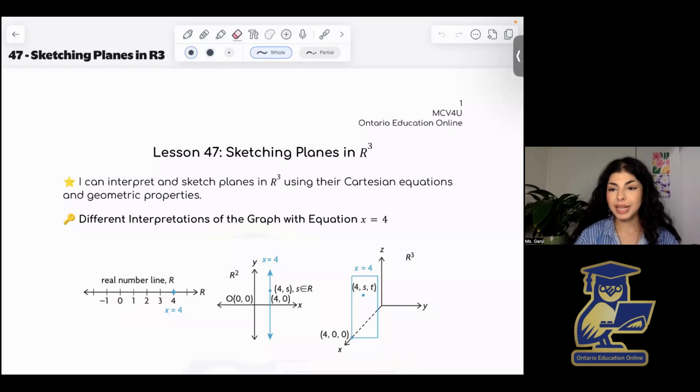Hello and welcome to our next lesson of calculus and vectors. Today's lesson is sketching planes in R cubed.